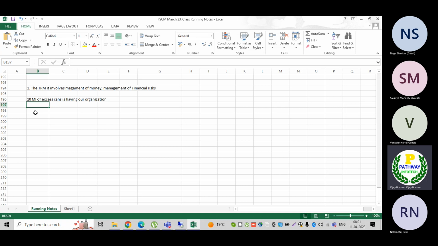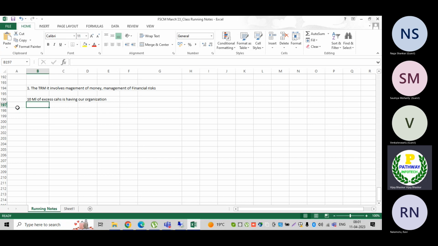Okay, now there are different kinds of financial instruments. The management will take the decision on which financial instrument we need to invest in.